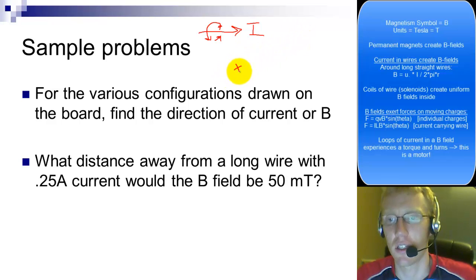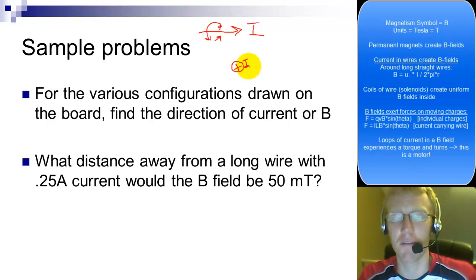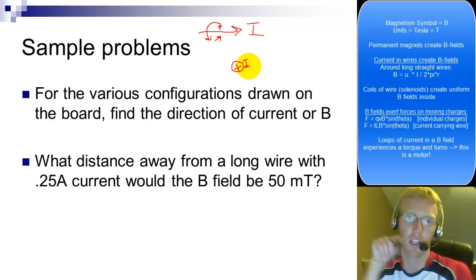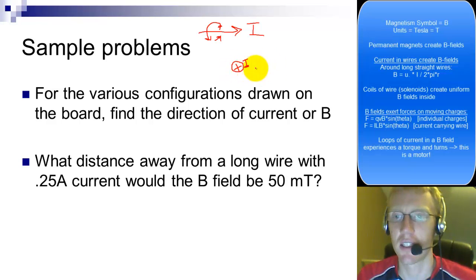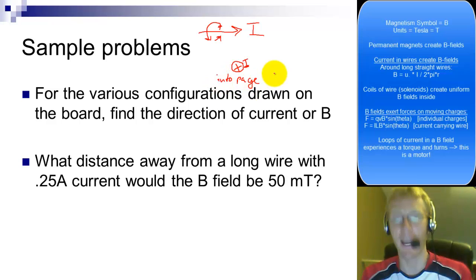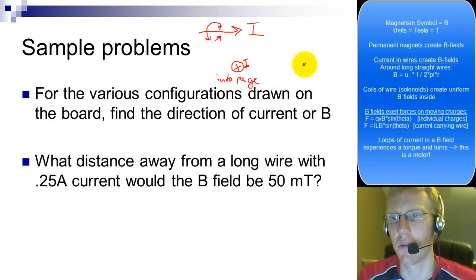What if the current is going into the page? So this is the current. The symbol for going into the page, away from you, as if you were looking at the wire end on and the current is going away from you, is an X. I'll write this: into the page. And if it's coming at you, out of the page, you put a little dot with a circle around it for the current. This is out of the page.